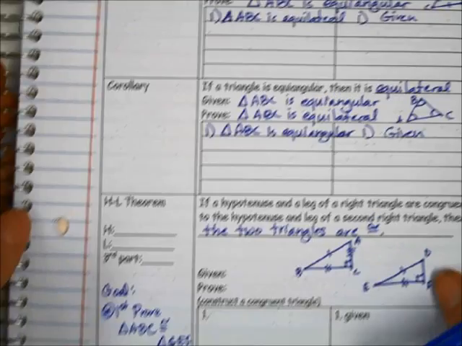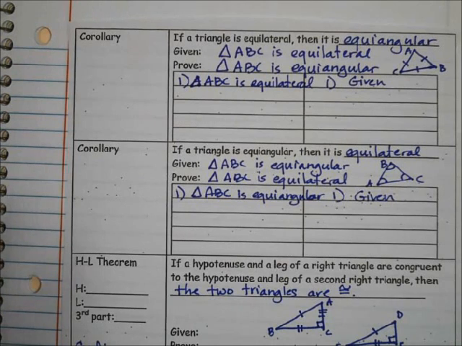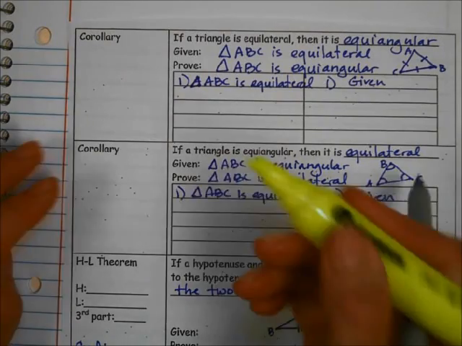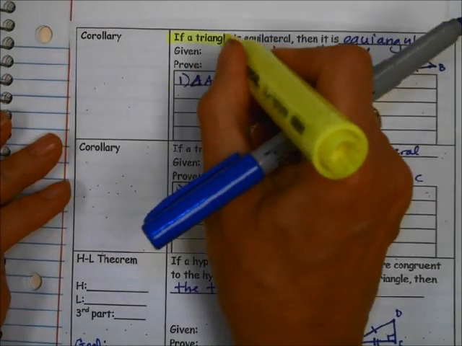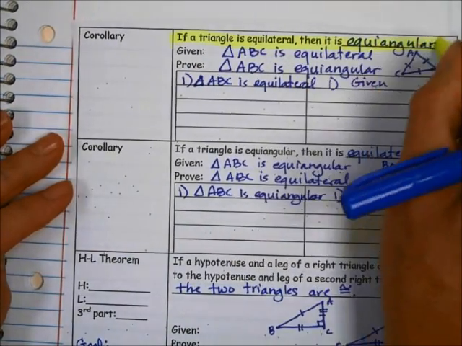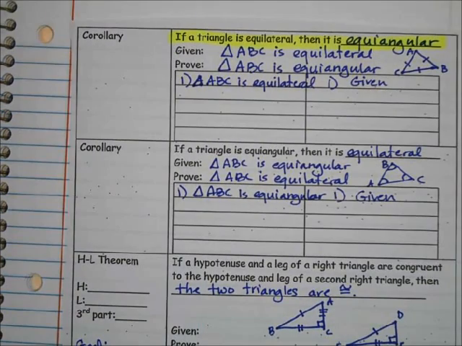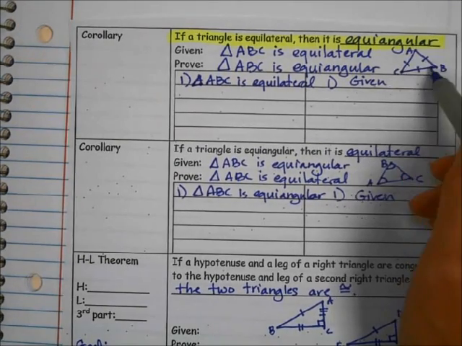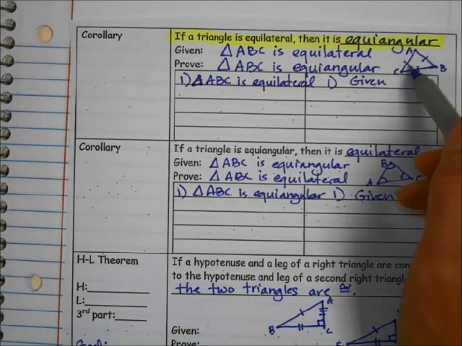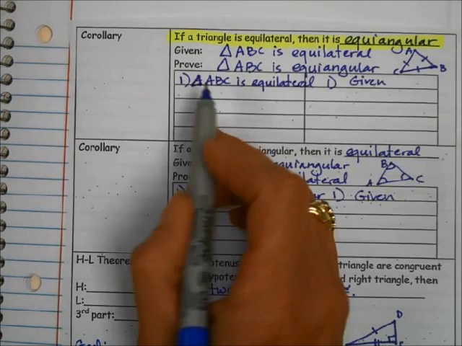Now, turn the page. We're going to talk about a corollary. Remember, a corollary is kind of a spin-off of a theorem. So the spin-off of that theorem is going to be if the triangle is equilateral, then it is equiangular. Alright? If a triangle is equilateral, then it is equiangular. So we have a triangle that's equilateral. We have to prove that all of the angles are equal. Alright, so here we go.